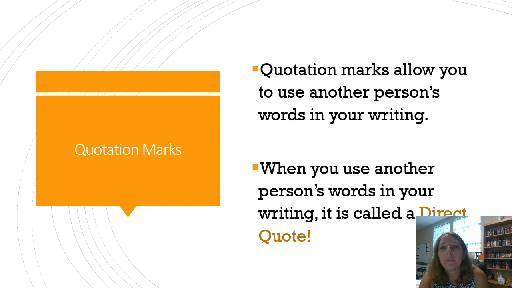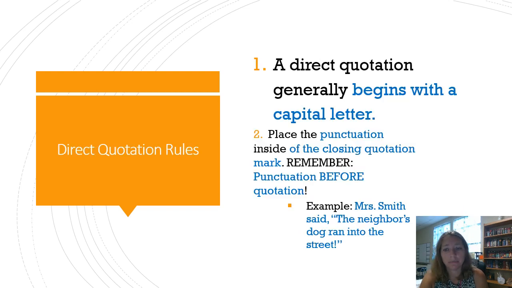Okay. We use quotation marks because they allow you to use another person's words in your writing. That's important because you don't want to take credit for something that you didn't write. When you use another person's words in your writing, it is called a direct quote. A direct quotation generally begins with a capital letter. You're going to place the punctuation inside of the closing quotation mark, okay? So remember, punctuation before quotation. You can kind of use that to help you remember how to format your quotation marks correctly.